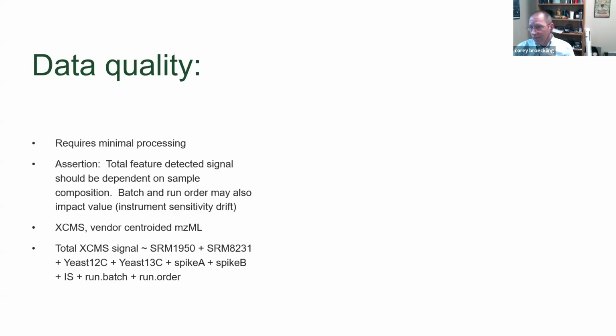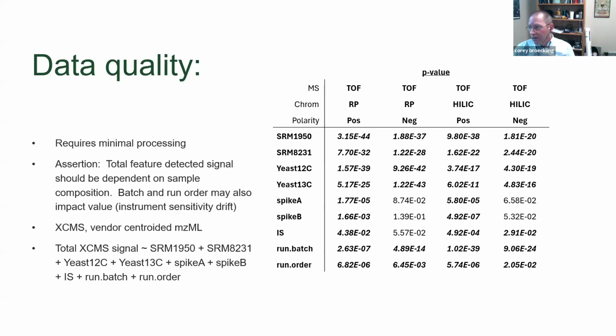And to say how often does that ANOVA return a nice significant result? And the answer is, in most cases, yes. So every one of these here is a p-value for TOF, reverse phase platform, or HILIC platform, positive or negative mode. Each factor in this ANOVA will have a p-value. And you can see that all of the ones in bold and italics are significant. All of the ones that are not bolded are not significant.